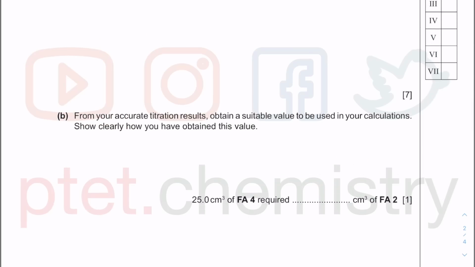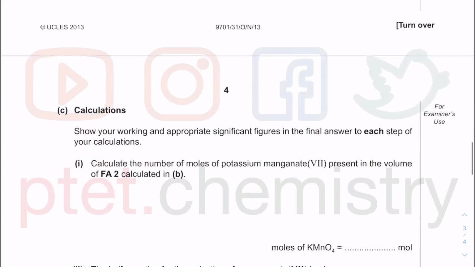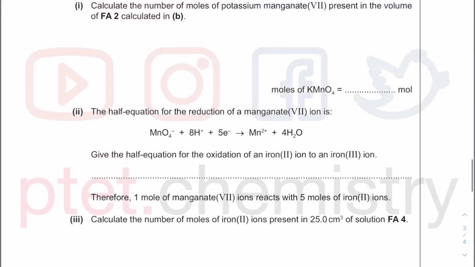This is just your averaging. Make sure even your average titre, which is basically from the burette, has to be to 2 decimal places. Whether the calculator shows you or not, you have to give it to 2 decimal places in the end. The rest of the calculation should be okay.